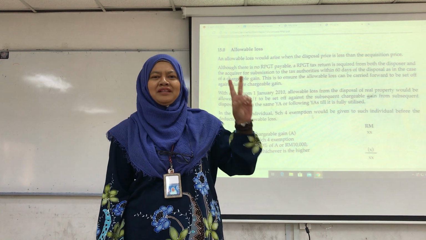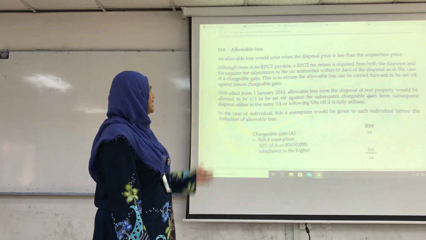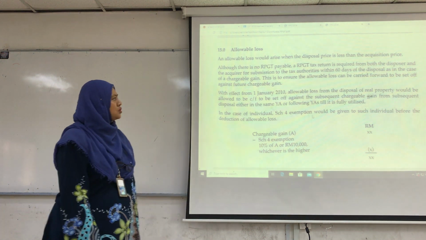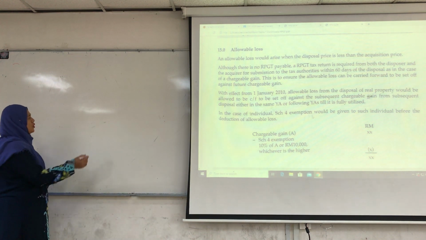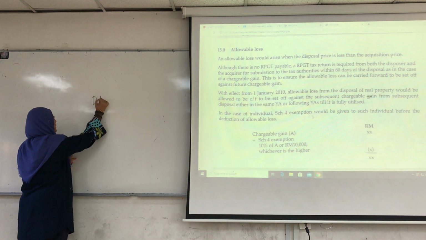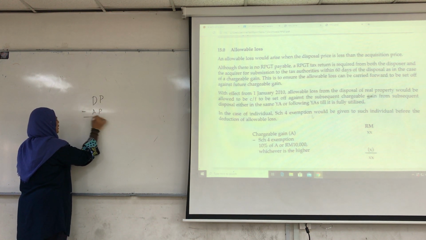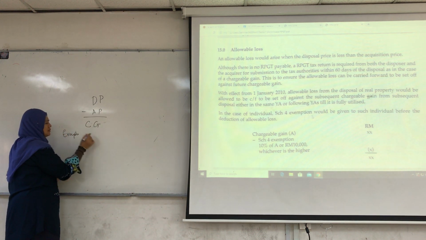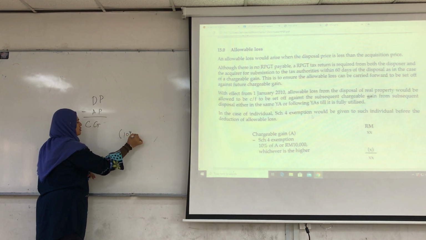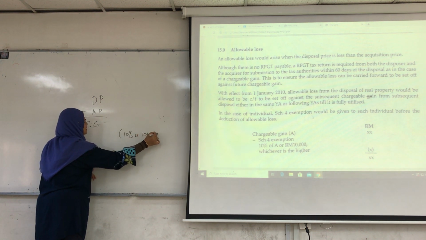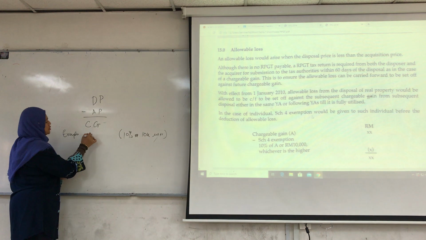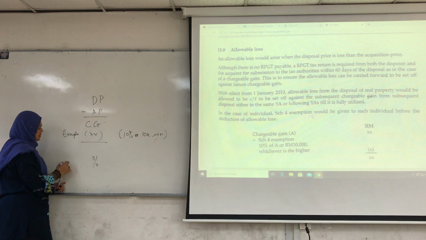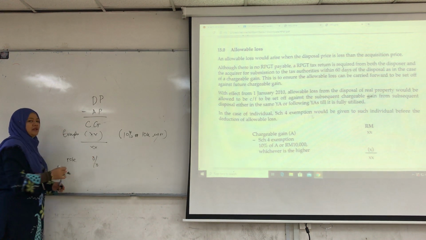So this is RPGT part 2. Alright, we are going to look into allowable loss again, and we are going to continue from there. As a recap, when a company has any disposal, you take your disposal price minus acquisition price, then you have your chargeable gain, and then of course you are given an exemption. What is the exemption? 10% or 10,000, whichever is higher. So given the exemption, minus, then the balance you times by the RPGT rate. The RPGT rate depends on the holding period.